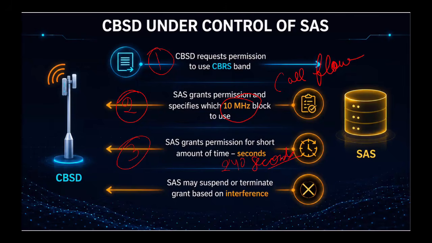Now suppose the ESC detects protected Navy radar activity. What will it do? The ESC informs the SAS, and if our CBSD could cause interference, the SAS can suspend or terminate the affected grant. The CBSD may then have to stop using that frequency and potentially move to another frequency authorized by the SAS.